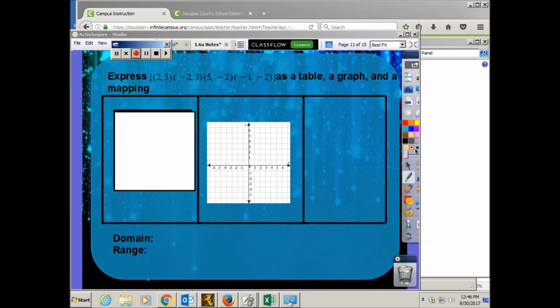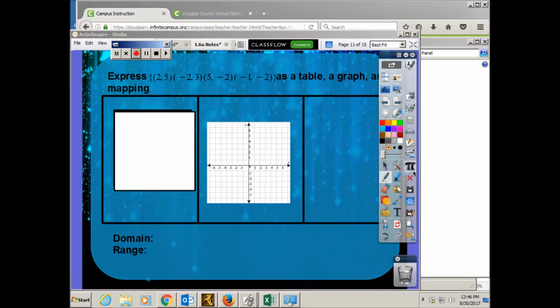So I'm very excited that I think we have this finally working. We're going to work today on different ways to express relations as a table, a graph, a map, and we're all going to list the domain and range. So a relation is basically a way to explain an x and a y value.